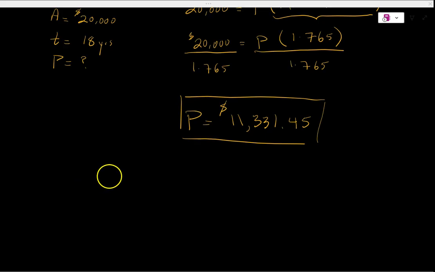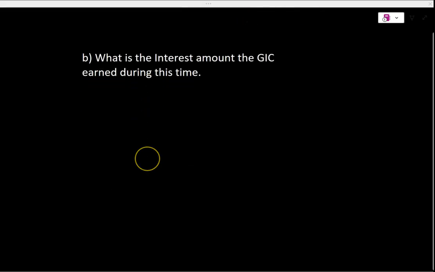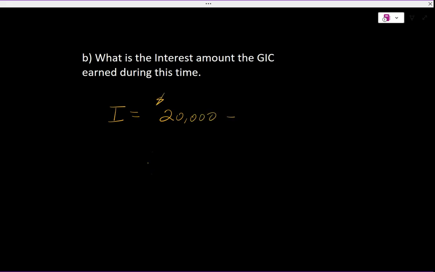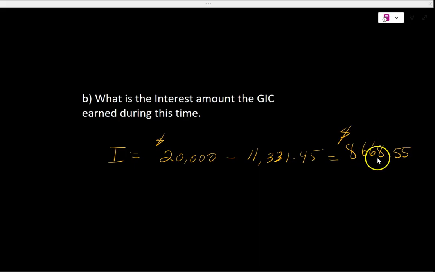So two ways to do this. I'm going to use both ways. So the first way is we do the interest equals the 20,000, the total amount, subtract away from 11,331.45, and then you get whatever that value is, which is $8,668.55. That's one way to do this. Now, this is the easy way.